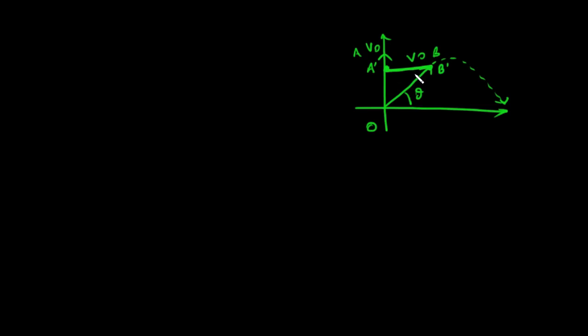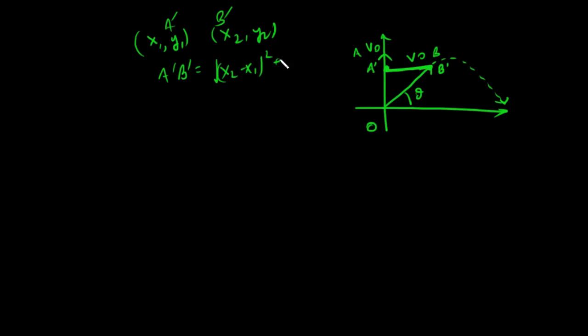You see, I cannot just find it out like this. First of all, you have to see that it is coordinate geometry. So in coordinate geometry, we first find out the coordinates. For example, coordinates of A be x1, y1, coordinates of B be x2, y2. Then the distance A dash B dash will be root of x2 minus x1 whole square plus y2 minus y1 whole square. This will be my answer. So I'm going to do the same.